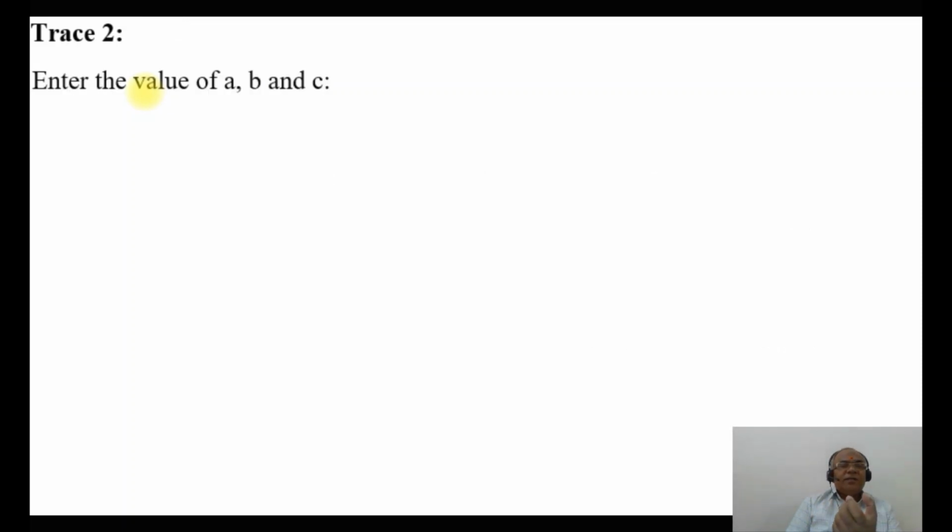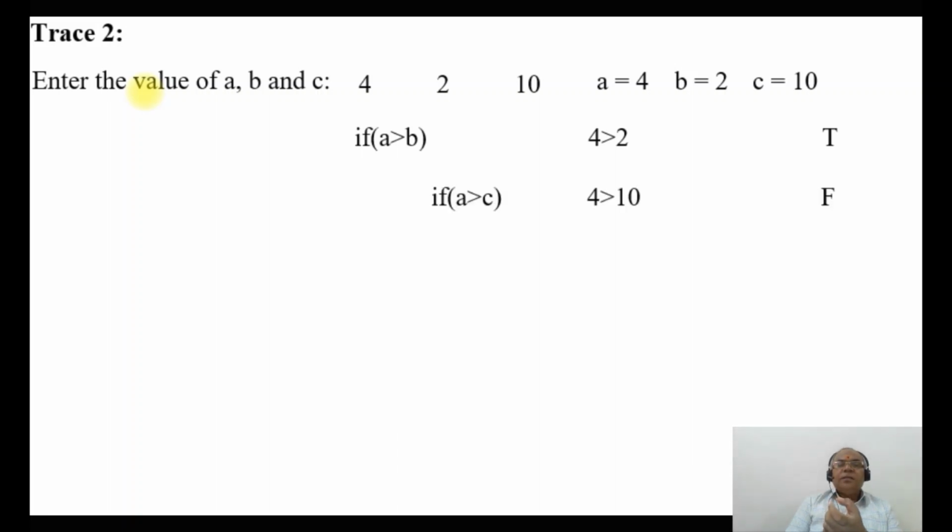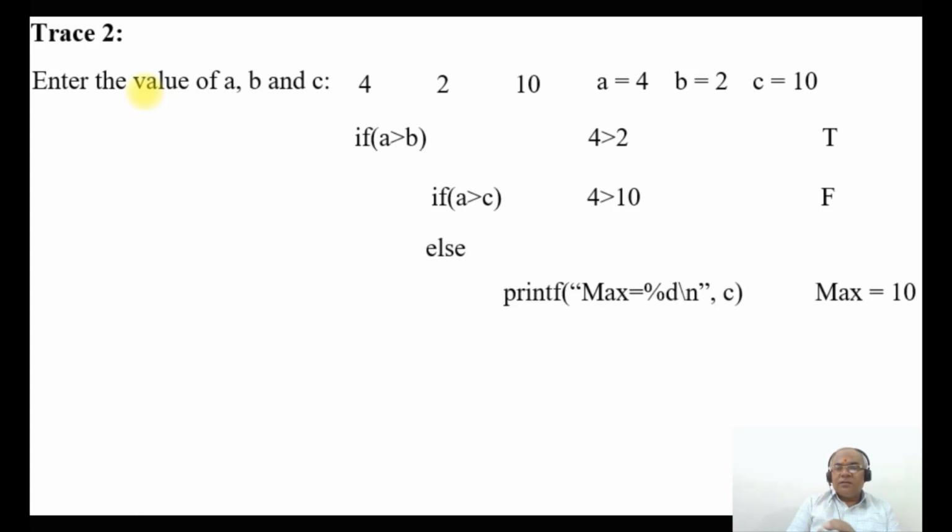Then for trace 2, enter the value of a, b and c. Now we consider 4, 2 and 10. Which is the maximum value? 10. So a is equal to 4, b is equal to 2 and c is equal to 10. If a is greater than b, is 4 greater than 2? Yes, true. Then if a is greater than c, is 4 greater than 10? No, false. So else, it prints the maximum as the c value, which is 10.